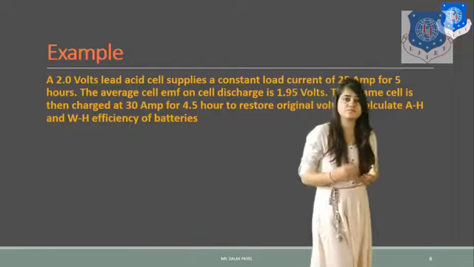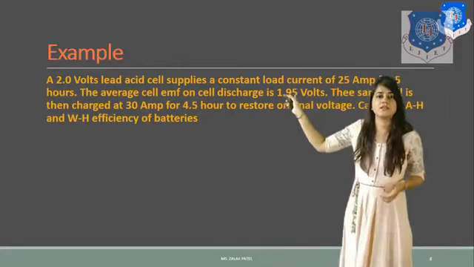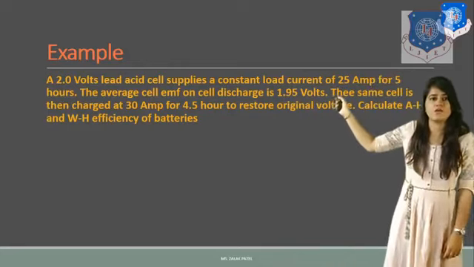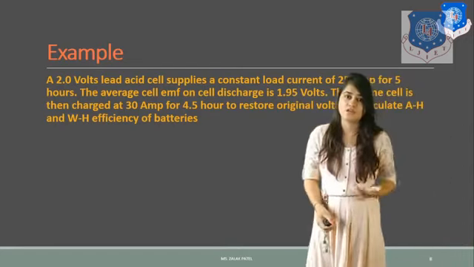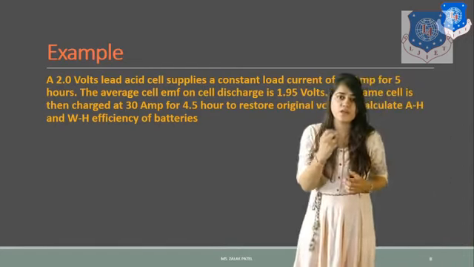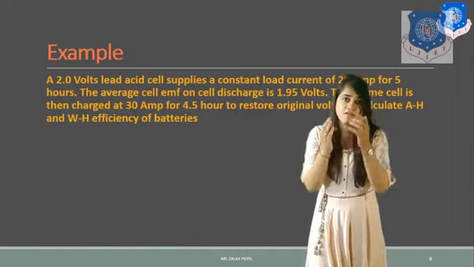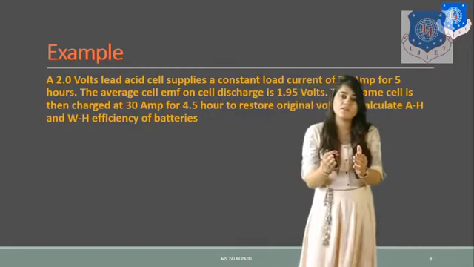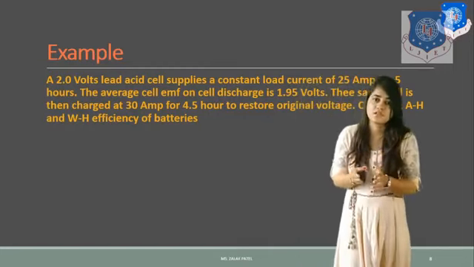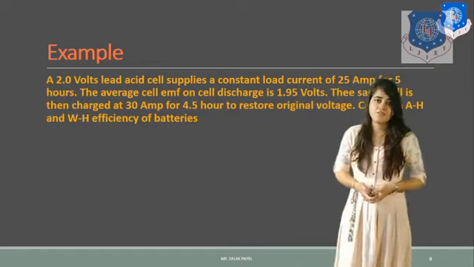Here two currents are given. Please note that the first current is 25 ampere and the second current, while charging, is 30 ampere. We will use these two values for calculating the ampere hour efficiency. Once we have calculated the ampere hour efficiency, we will put this answer into our watt hour efficiency. So let's start with the solution.